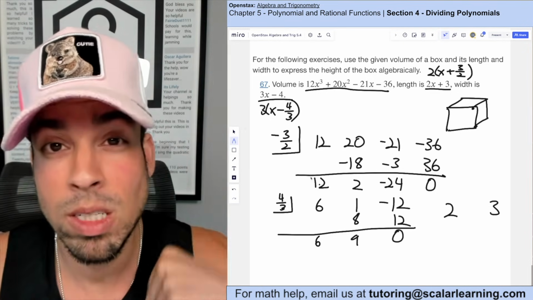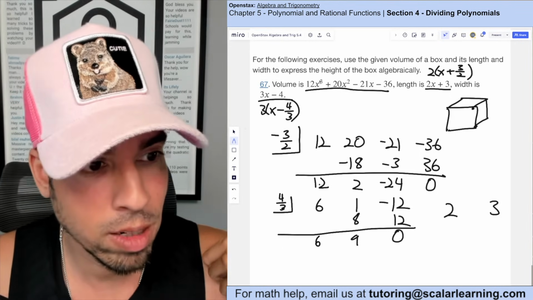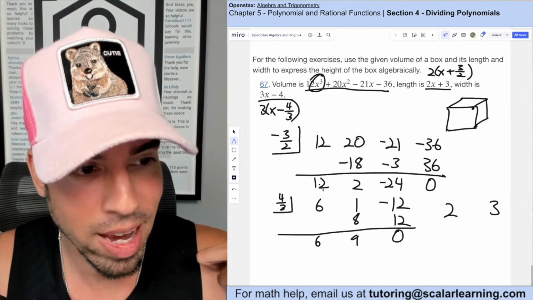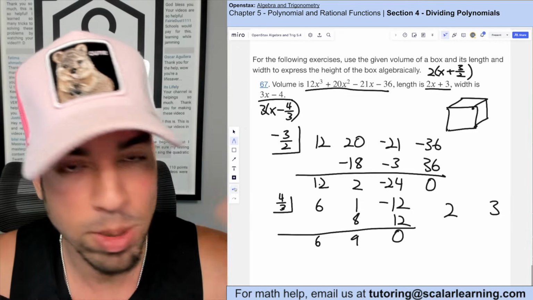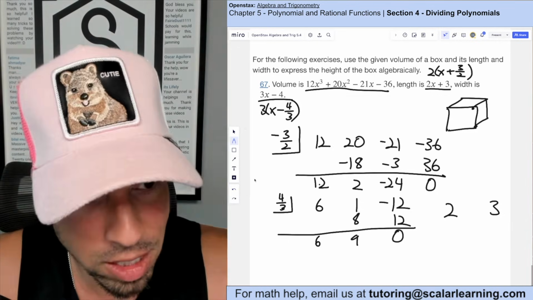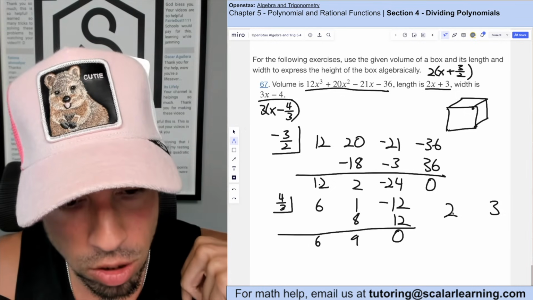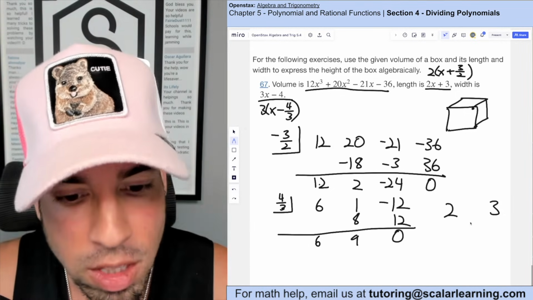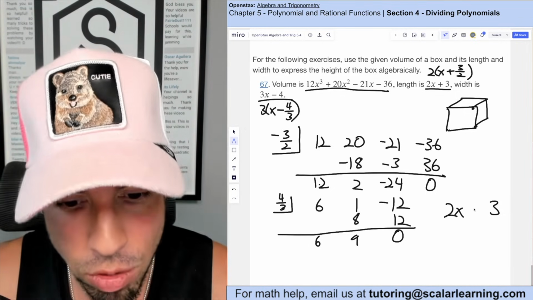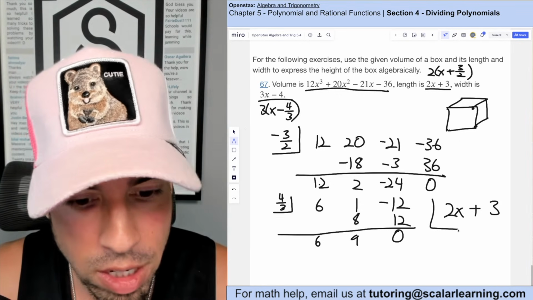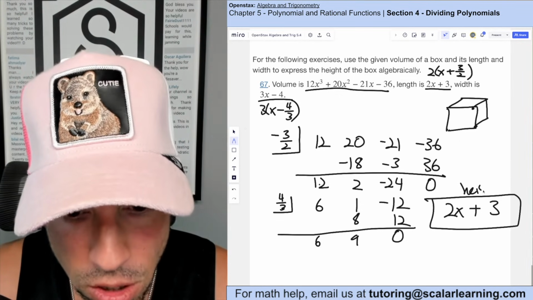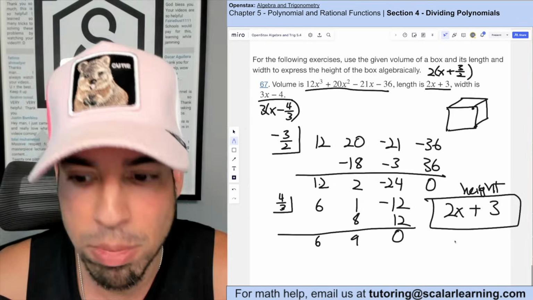And now, since we've done 2 divisions, normally this would start with x squared since we started with x cubed. But since we've run through 2 divisions by x, x cubed goes to x squared, goes to x. So the first coefficient 2 just goes with the singular x, and then the 3 is our constant. So here is the polynomial that represents our height, 2x plus 3, boom, done.